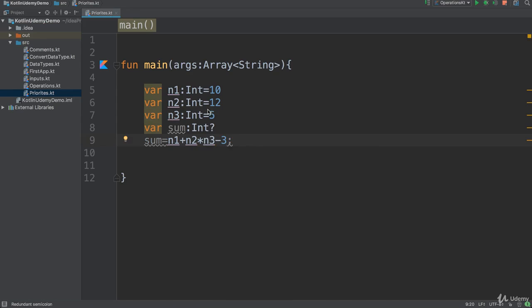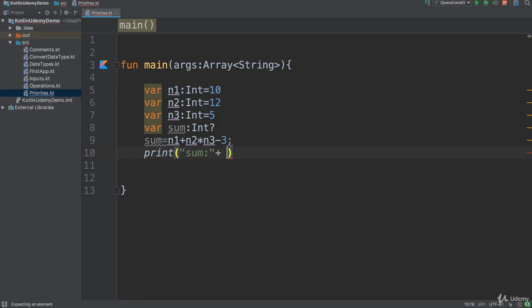What you expect, what you believe, you say, okay, I want to add first two numbers like 10 plus 12, then I multiply both of them by 3, then minus 5. Then you say print sum.